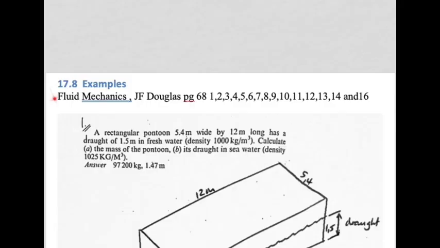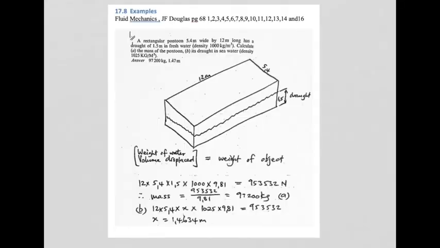So these are the examples we're going to be doing from this prescribed text, and we're going to be doing those numbers. Let's start with a very simple buoyancy calculation, nothing to do with stability yet. In number 1, a rectangular pontoon, which would just be a floating rectangular shape, they give you the dimensions, and they tell you it has a draft of 1.5 meters.